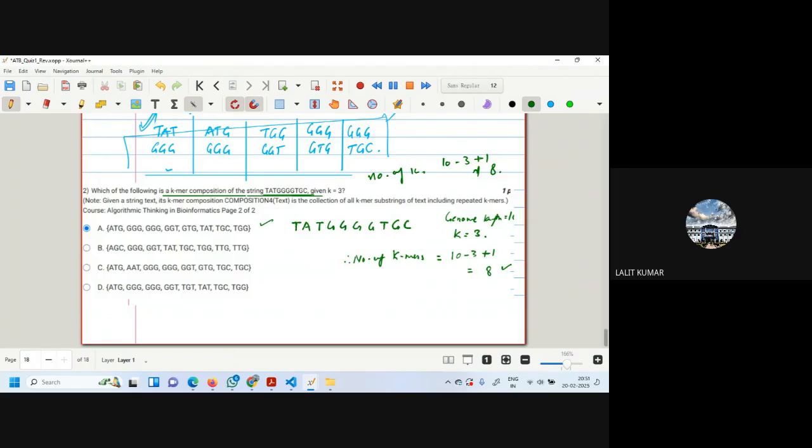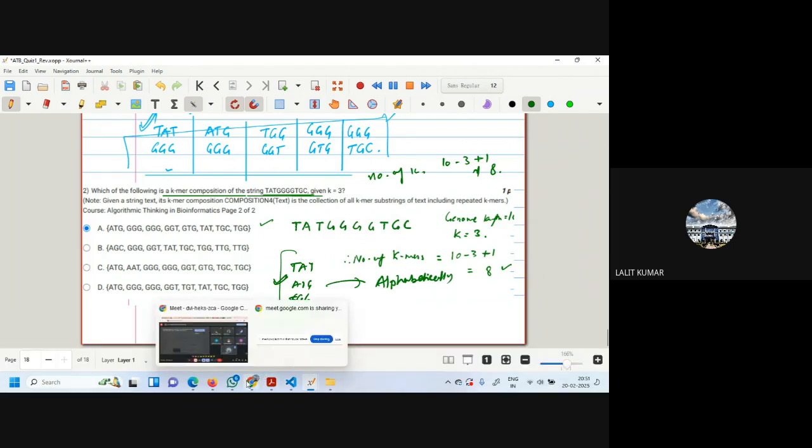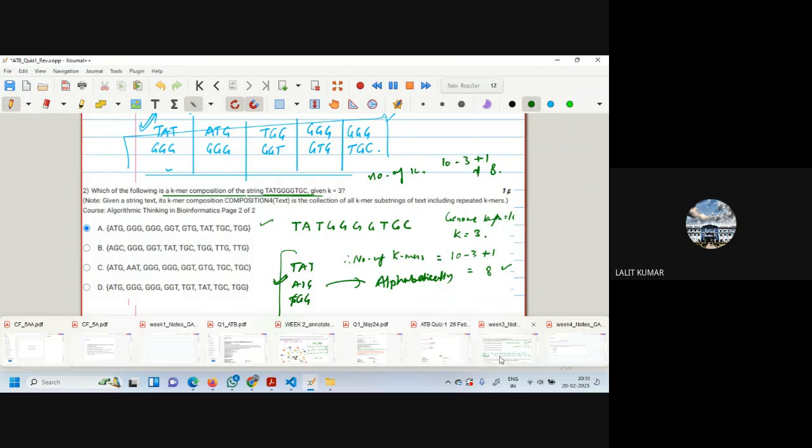And composition, we know how to build it. So TAT, ATG, TGG. And how do we do that? We find all these 8 k-mers and then order them alphabetically. Okay, and then you can compare which are the ones which are matching. So it is a simple problem. We can do that.